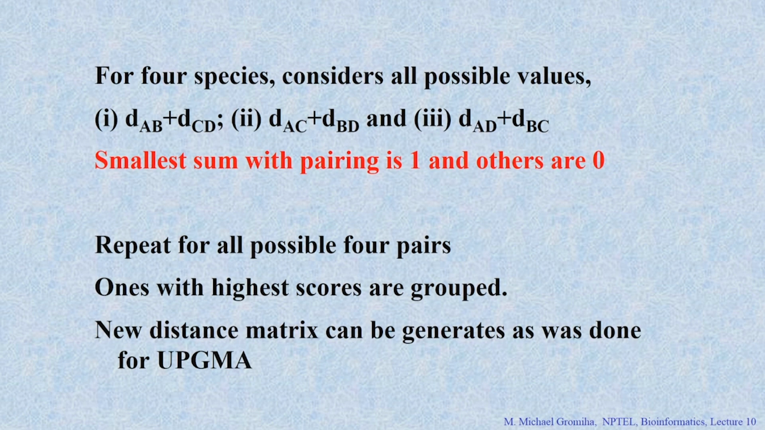For example, for 4 species, we have different values. You can calculate AB plus CD, AC plus BD, and AD plus BC, and the smallest sum, which can come close to each other, that is 1 and the others are put as 0. Then we repeat for all possible pairs, and the closest ones with the highest score are grouped. From those groups you can calculate the UPGMA method to get the distance. Along with the UPGMA method, they considered special conditions to derive these trees.